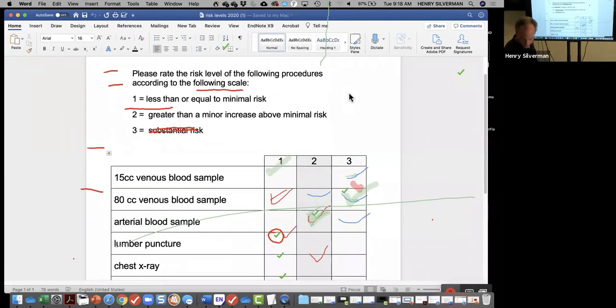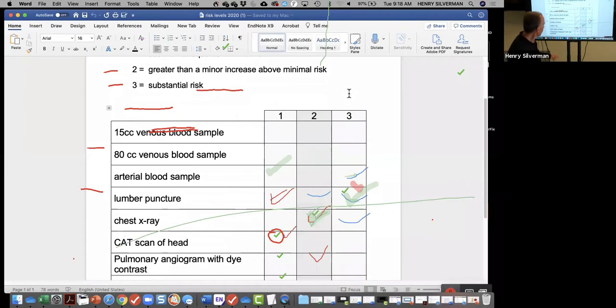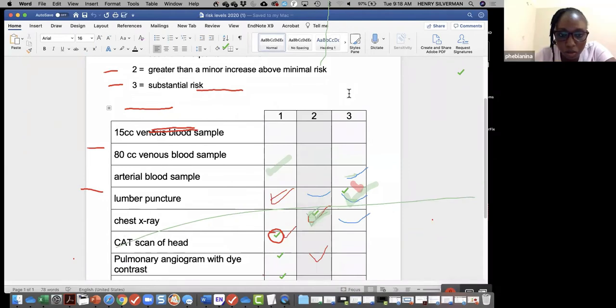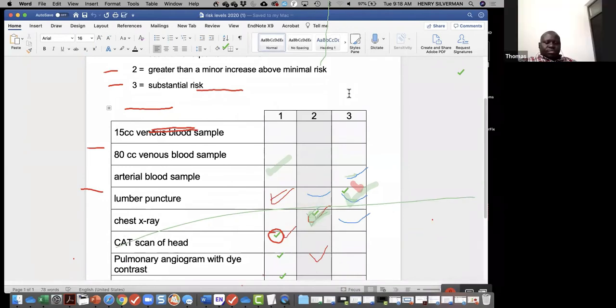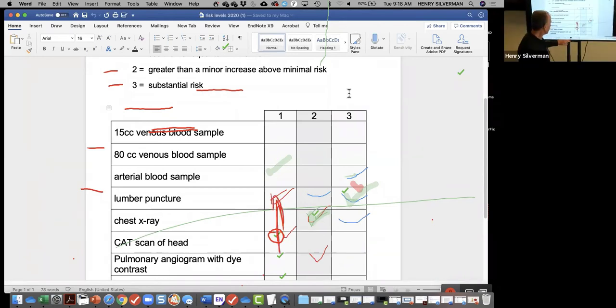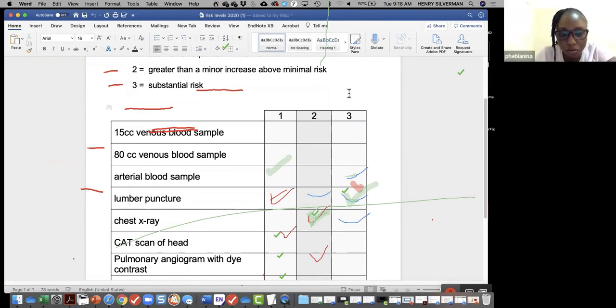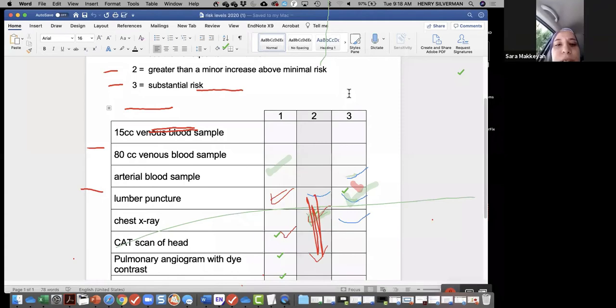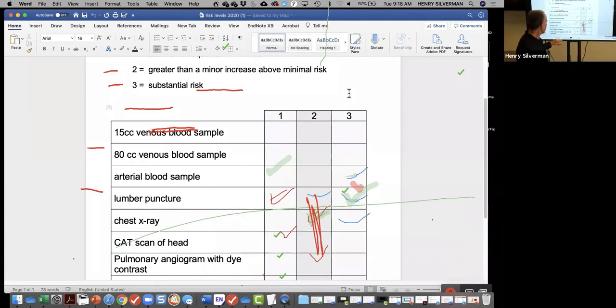Okay. Substantial. What about a chest X-ray? Less than or equal to minimal risk. Less than a minimal risk. Okay. What do other people say? Minor increase above minimal risk. Minor increase above that. Okay.